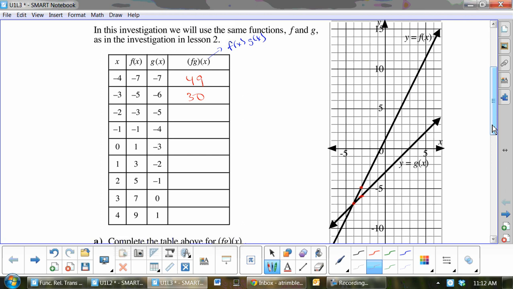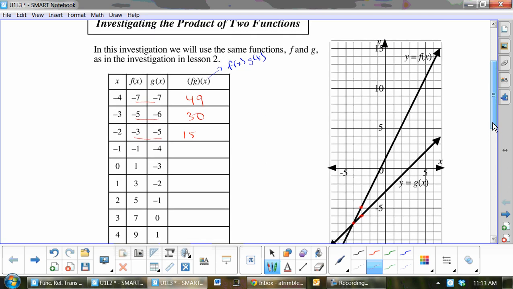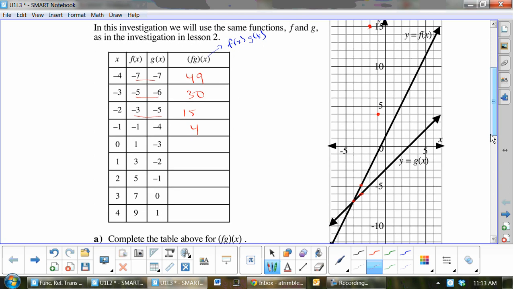Okay, the next one, all I'm doing is multiplying these together now, okay? Negative 3 times negative 5 is 15, okay? So I can plot this one. Negative 2, comma, 15. So negative 2, 15 is right there. Okay, next point is 4. So negative 1, 4. Next one is negative 3. So 0, negative 3. Next one is negative 6. 1, negative 6. Right there.